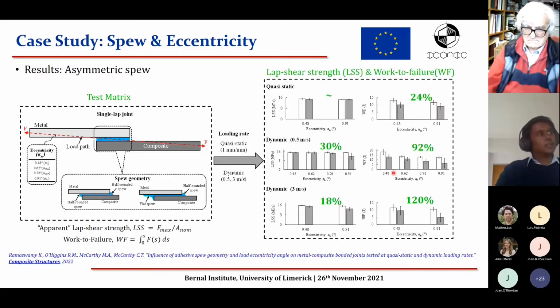Accidentally, we found a new spew geometry, which was achieved just by pressing the half-rounded spew geometry into a flat shape, and we call it a flat spew. And since we do that at only one end of the overlap, we call it a hybrid spew geometry. And this hybrid spew geometry improved the lap shear strength and energy absorption to a great extent.